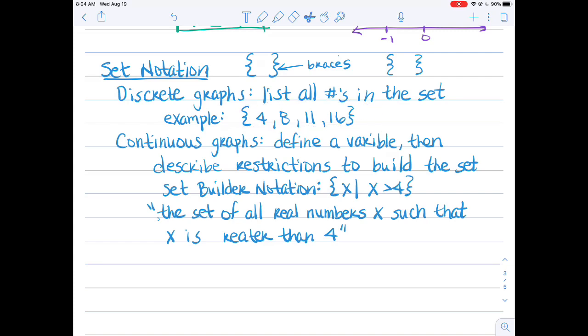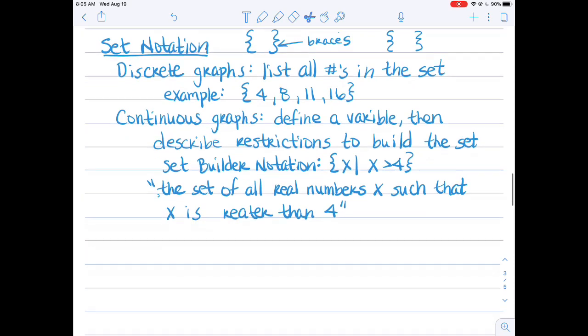We can also use set notation for continuous graphs. To do that, we use what we call set builder notation. So we define a variable, usually x, but sometimes y or something else, and then we start out with real numbers and describe restrictions to build the set. Set builder notation has these fancy braces, but you'll notice that the middle of it looks a little bit or exactly like our inequality notation.